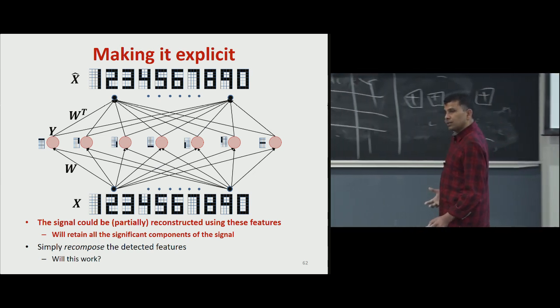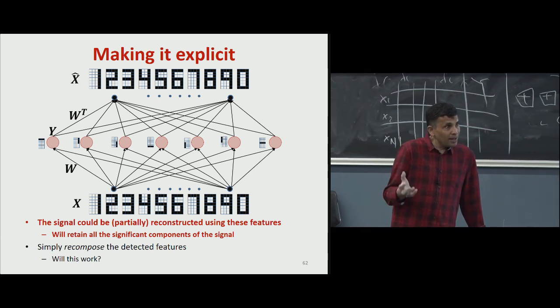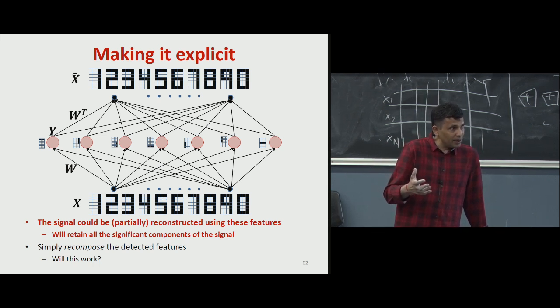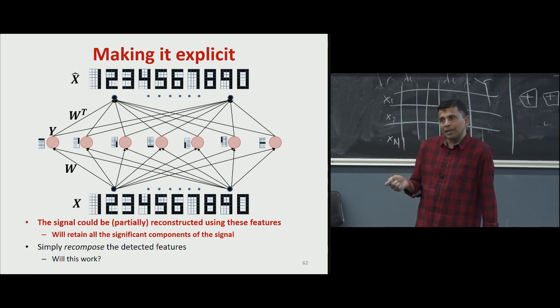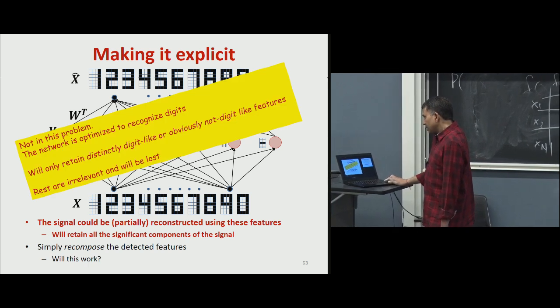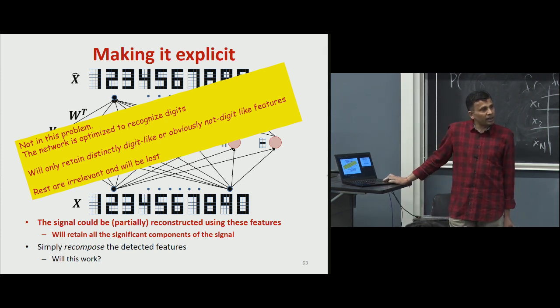You're only able to detect things that relate to whether it's a digit or not, right? Things that are not related to the classification between digits and non-digits are not detected. So it can only reconstruct things that are clearly digit-like or clearly not digit-like, but the fuzzy stuff is not going to get reconstructed in this case. You sort of will get something that may look like a cleaned-up version of the input. So here, the network is optimized to recognize digits, will only retain distinctly digit-like or obviously not digit-like features, and the rest are irrelevant and will be lost.